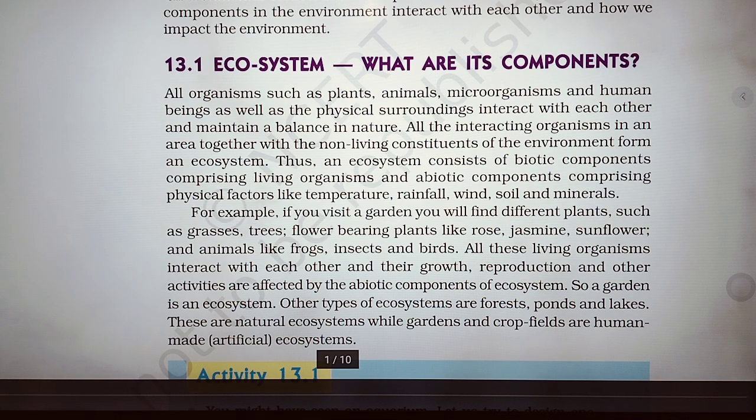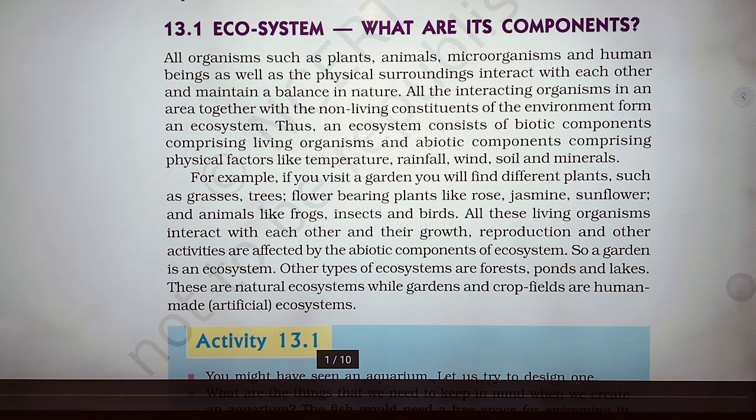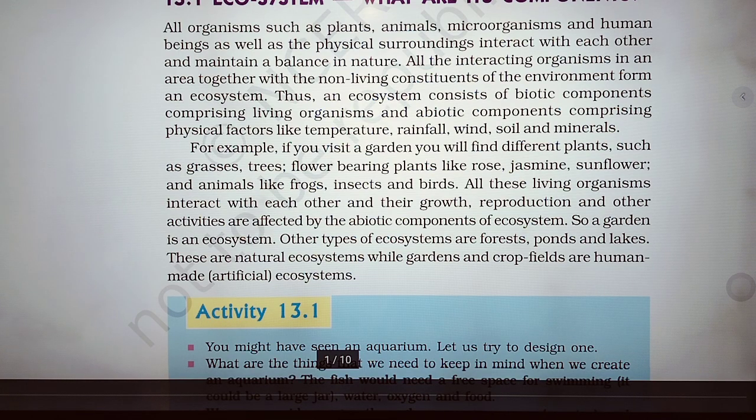For example, if you visit a garden, you will find different plants present in the garden, such as grasses, trees, and flower-bearing plants like rose, jasmine, sunflower, and animals like frogs, insects, and birds. We see all these things in the garden.